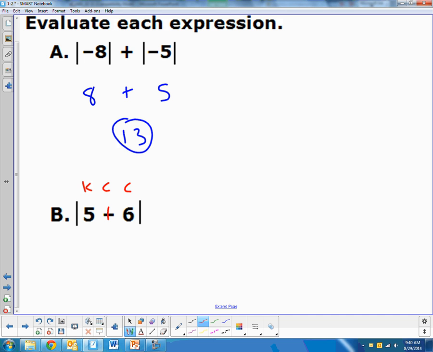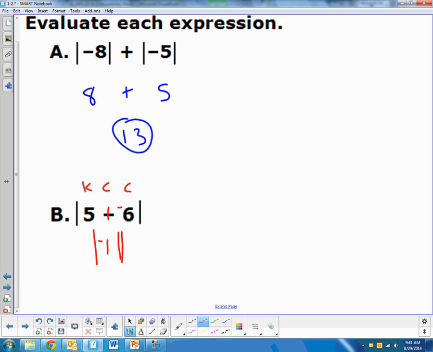Keep, change. So I've got 5 plus -6. Now they have different signs. Different, difference. I'm going to find the difference. So the difference of 5 and 6 is 1. There's 1 in between. So that's the difference. Battle of the signs. 6 is bigger than 5. So I'm going to keep that sign with 6. We've got a -1. And those absolute value bars have not gone anywhere.